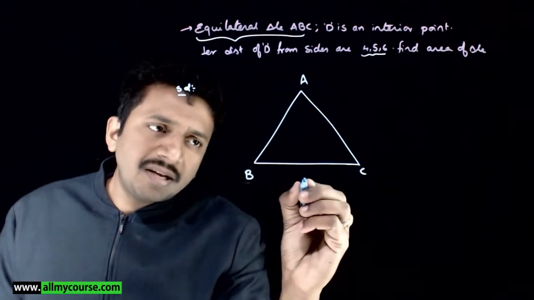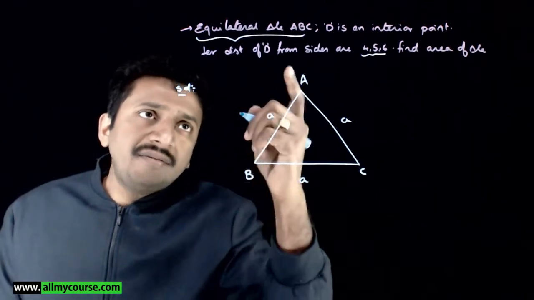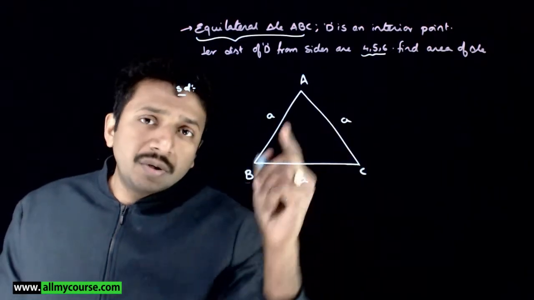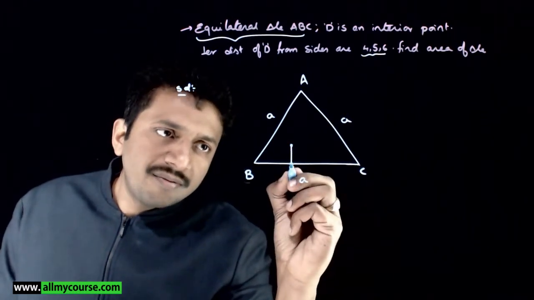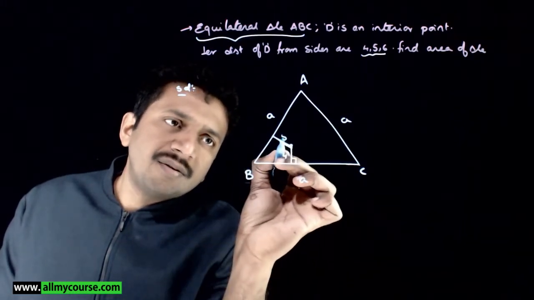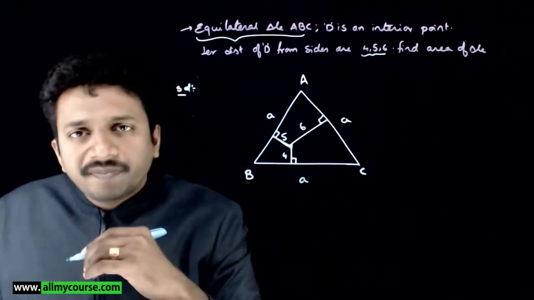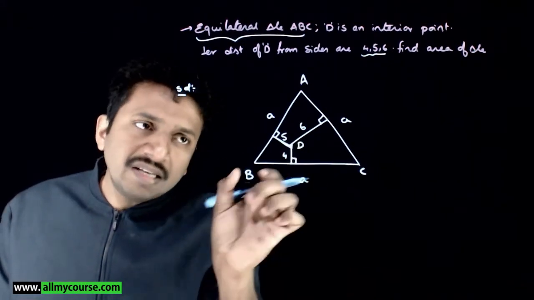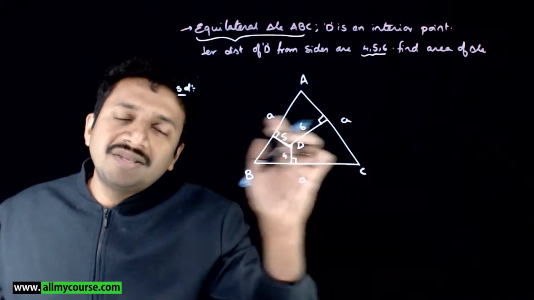An equilateral triangle means that all the sides are the same. Let us call them a, a, a, and you have a point D within this triangle. Obviously it's not equidistant from all the three sides, so you have some point D like this, whose distance from one side is 4, from the other side is 5, and from the third side is 6. So if this is so, what is the area of this triangle?